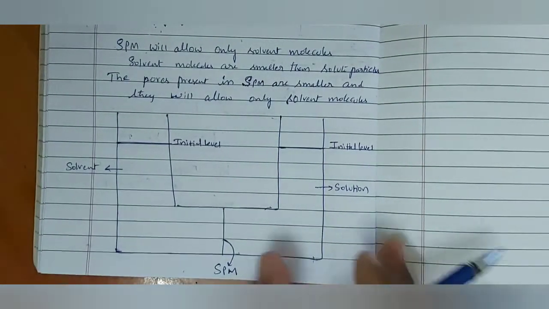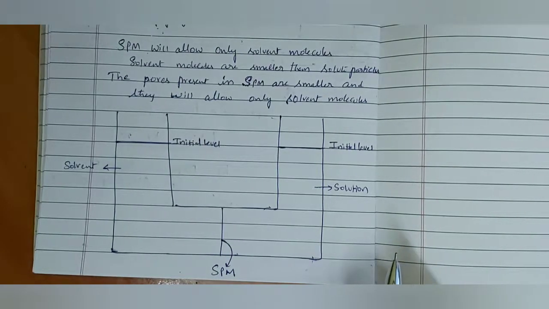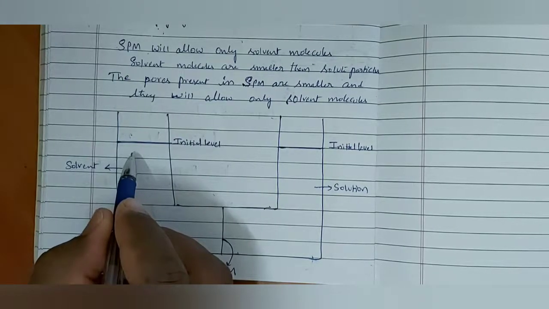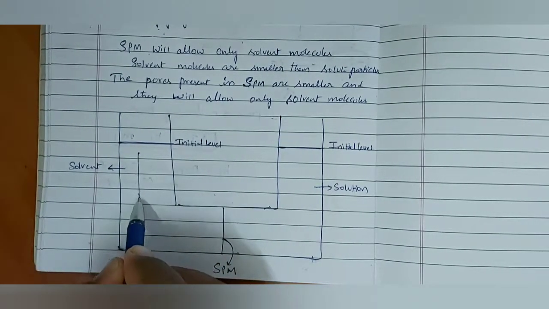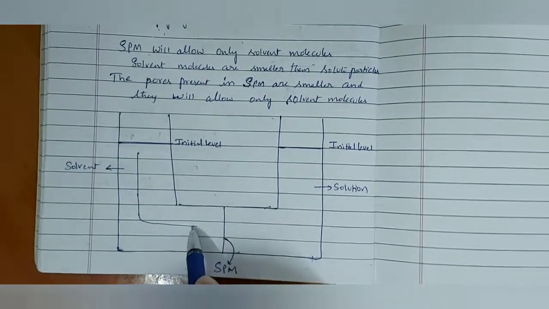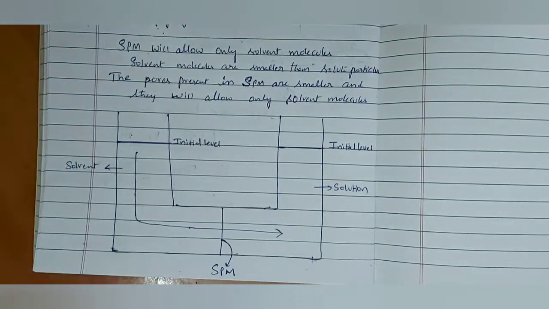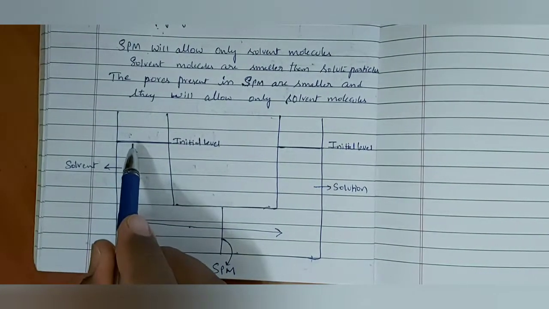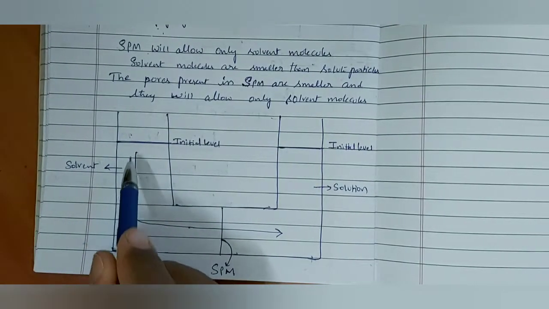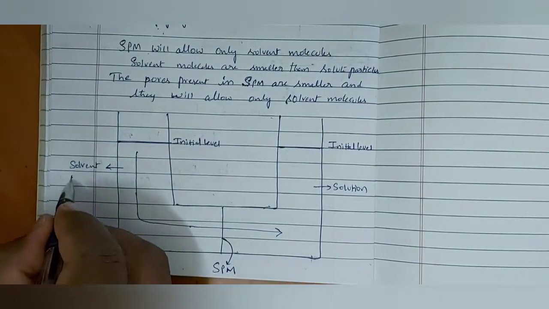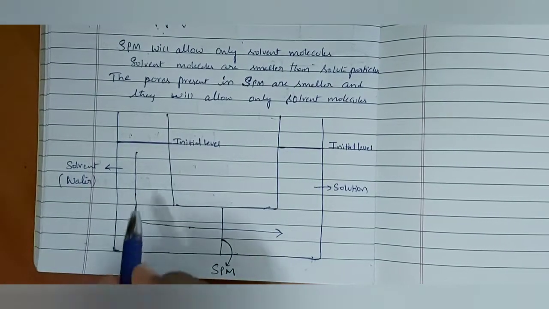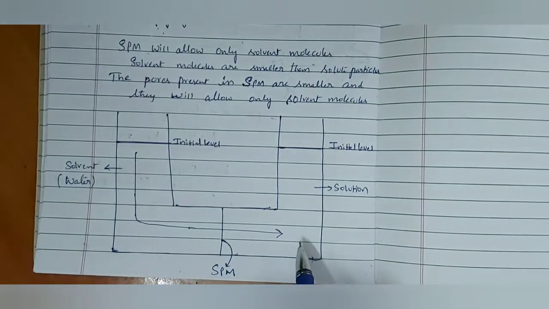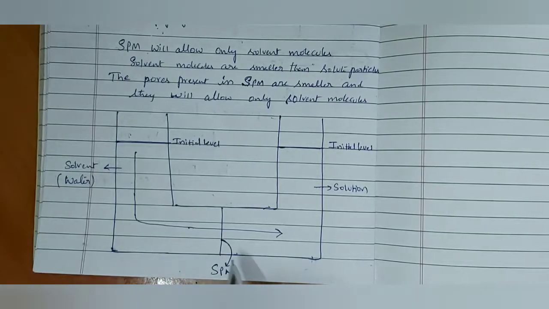Now, when we started the time, slowly time is going on, and scientists observed that water molecules from the solvent side will move to the solution side through the semi-permeable membrane. Solvent molecules from the solvent side, that means water molecules, will move. Here let us consider the solvent as water. This water is now moving from the solvent side to the solution side through the semi-permeable membrane.